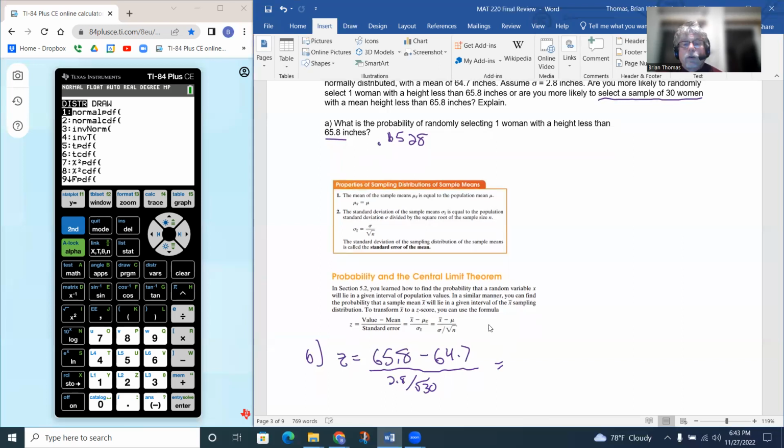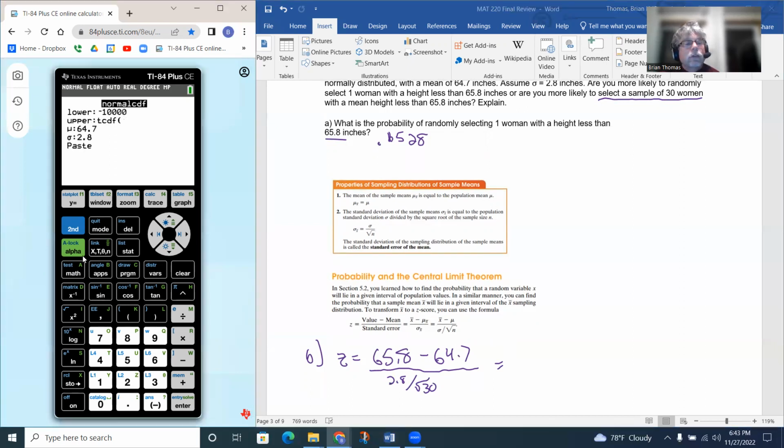To do this z-score, I'm going to go ahead and do the top first. Let's clear this off here. 65.8 minus 64.7. This gives us 1.1.